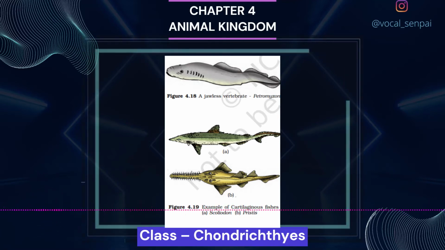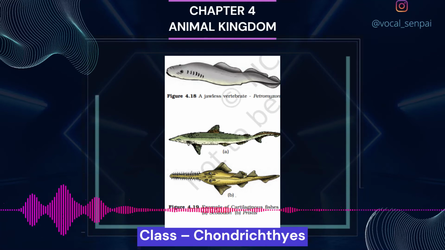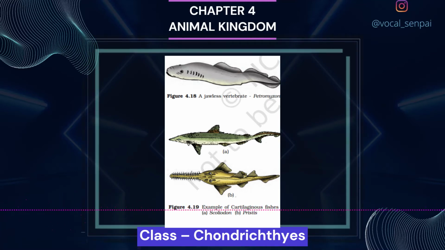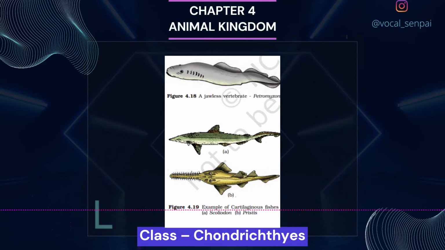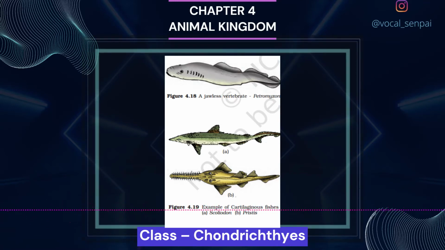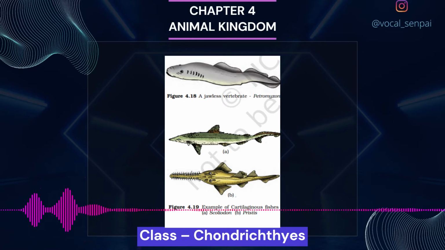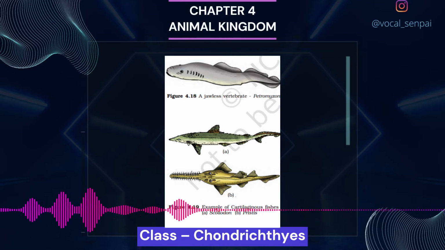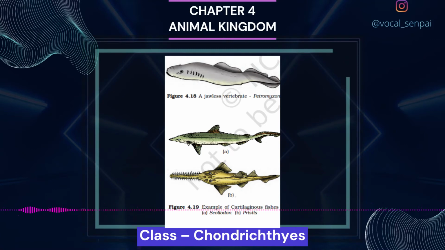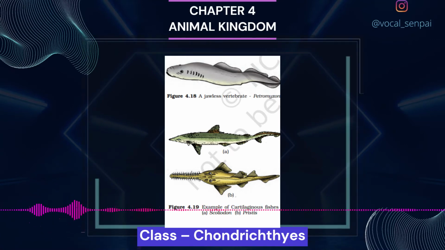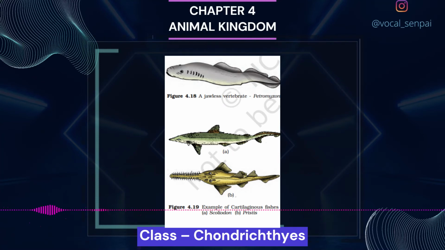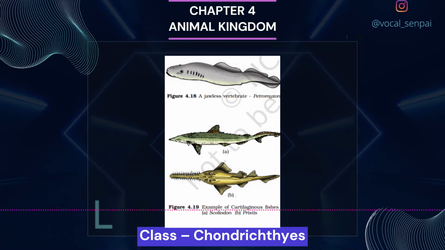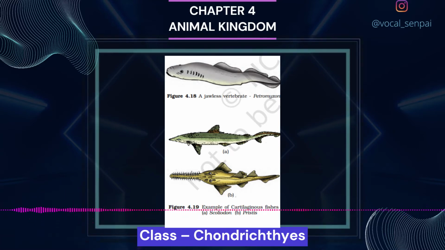Class Chondrichthyes. They are marine animals with streamlined body and have cartilaginous endoskeleton, figure 4.19. Mouth is located ventrally. Notochord is persistent throughout life. Gill slits are separate and without operculum, gill cover. The skin is tough, containing minute placoid scales. Teeth are modified placoid scales, which are backwardly directed. Their jaws are very powerful.